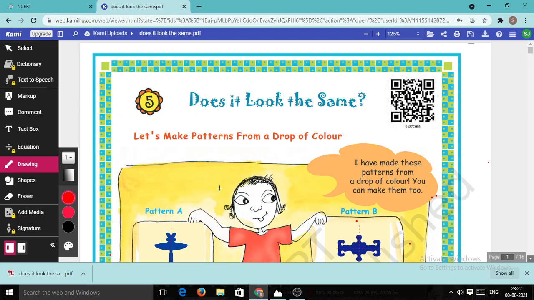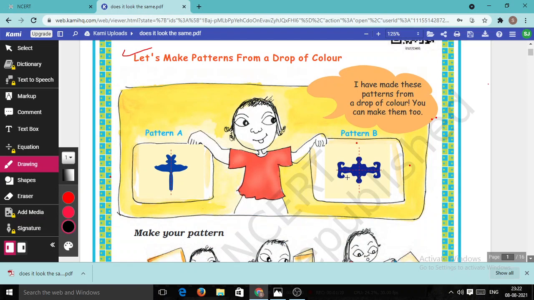So the first one is, look at this picture carefully. The first topic is given to us: let's make the pattern from a drop of a color. As you know, you have drawn some beautiful pictures from the very first class. You will use different types of colors, sketch colors, pencil colors and watercolors. So here we use the watercolor. We use a drop of a color and put it on a paper. I have made these patterns from a drop of color. You can make them too.